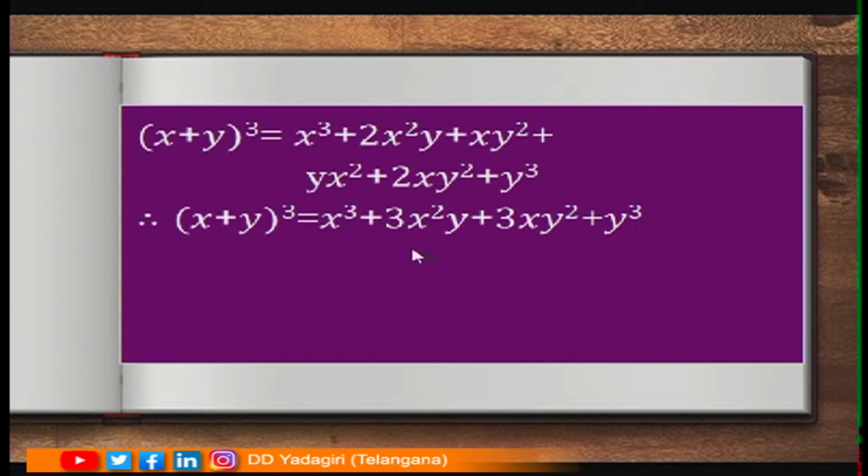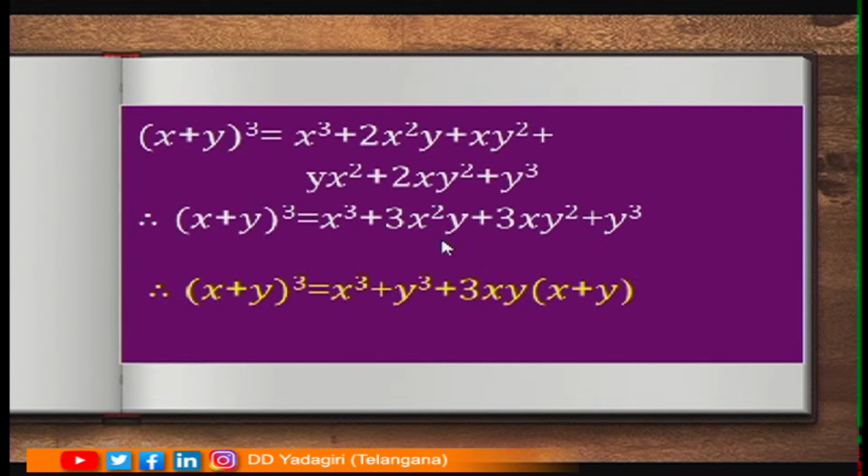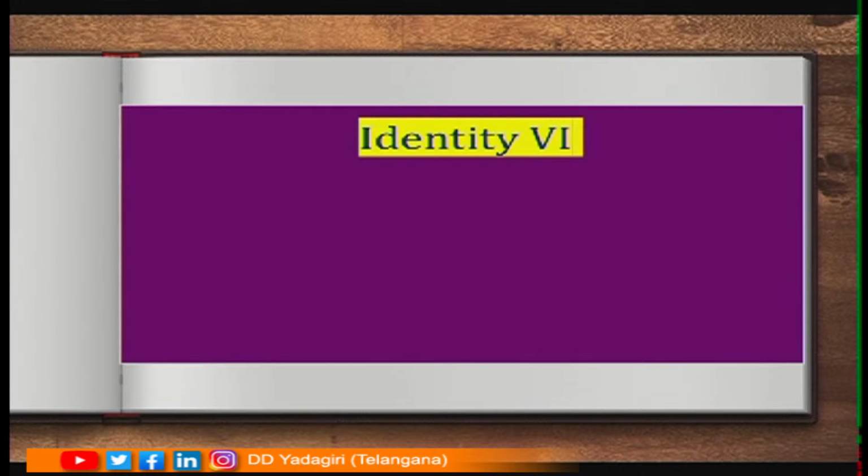Now, what is that you observe in common in these two terms here? You got 3x common and also y common. So, when you take 3xy common, you get x is left out and y is left out. So, you got (x plus y) whole cube as x cube plus y cube plus 3xy into (x plus y). So, we go for the next identity, identity 6, (x minus y) whole cube is x cube minus y cube minus 3xy into (x minus y).